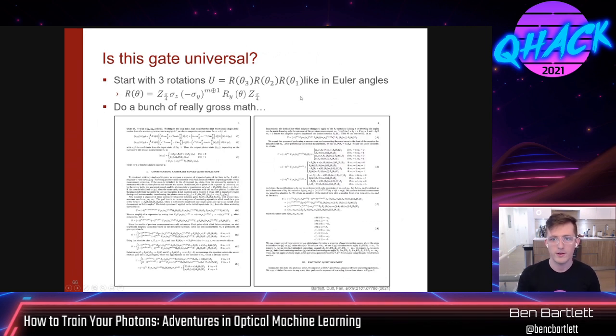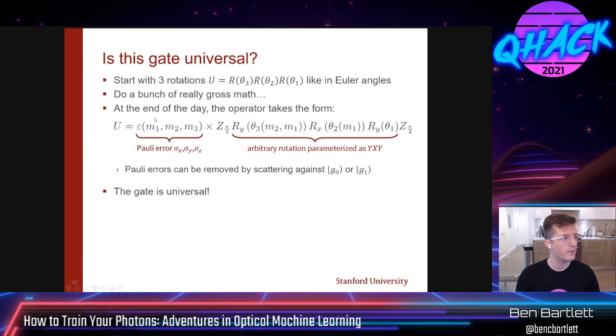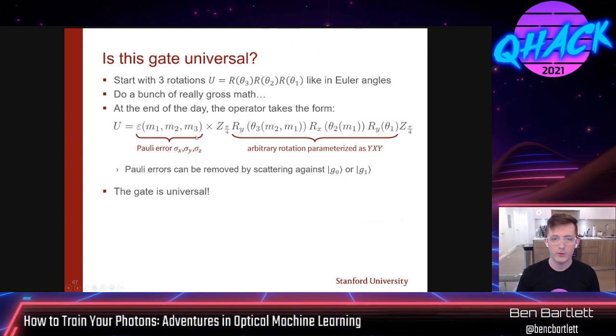We do a bunch of really gross math, and at the end of the day, we find that this operator can be simplified into this form. So there's 2 parts here. The important part is that on the right, we've got this sequence of a y rotation, an x rotation, and another y rotation. And this sequence of y, x, and y is exactly the y-x-y parameterization of an Euler angle rotation. And then on the left side, we have some possible Pauli error term.